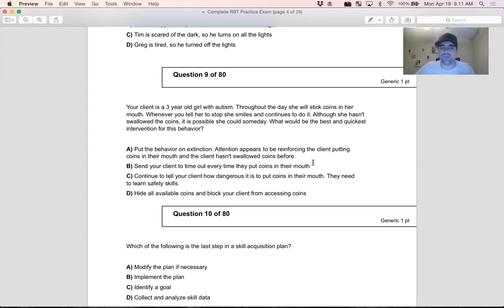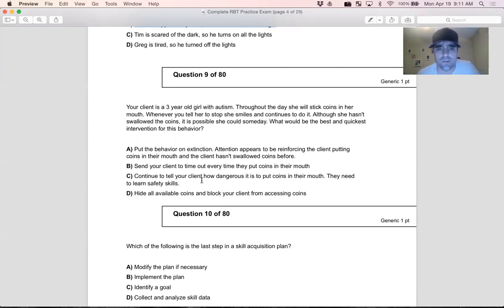Timeout's punishment. So there's a lot of things incorrect about B, which wouldn't make it the best intervention for this behavior. You need to think through each of these in a variety of different ways, all the pros and cons of these interventions. There's a lot of things wrong with B.